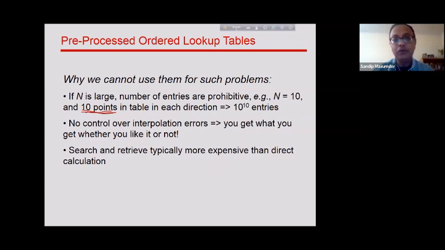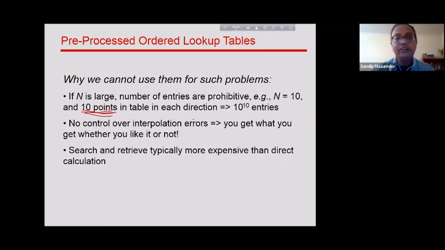Second thing is you have no control over the interpolation errors. Your results are what they are. There's nothing much you can do about it because you are making an a priori decision on how to distribute these 10 points. They may be equally spaced, they may be non-equally spaced. Now, if they're not equally spaced, then you may have to do some numerical experimentation or some initial investigation to find out, well, where should I cluster the points to get a better answer? But it requires extra work, extra calculations.